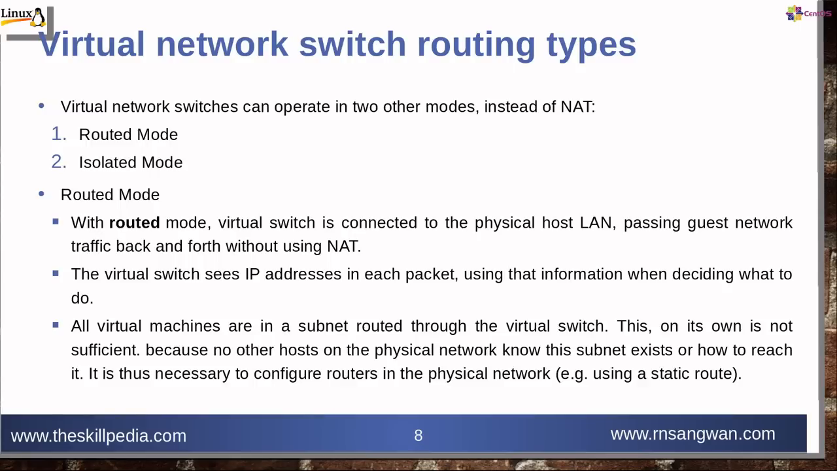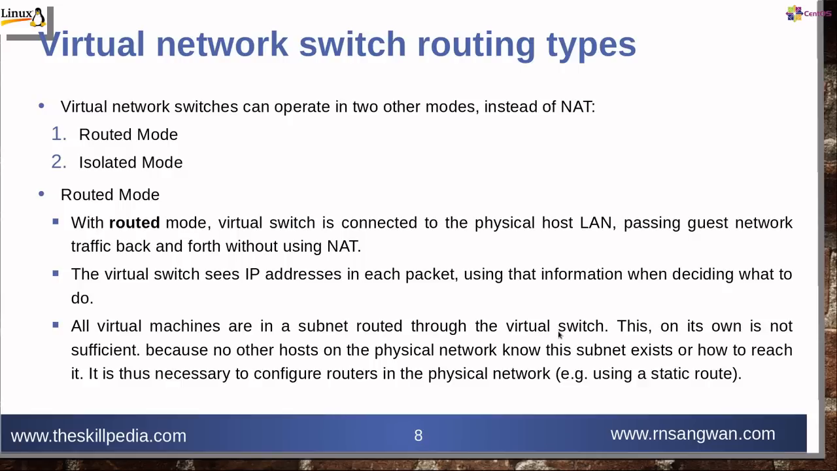Routed mode. With routed mode, the virtual switch is connected to the physical host LAN, passing the guests' network traffic back and forth without using NAT, which actually means you will be able to connect to the outside world, and the outside world will be able to reach your machine. That is, routing of the traffic will happen properly. So the virtual network switch sees the IP address in each packet, using that information when deciding what to do. All virtual machines are in a subnet routed through the virtual switch.